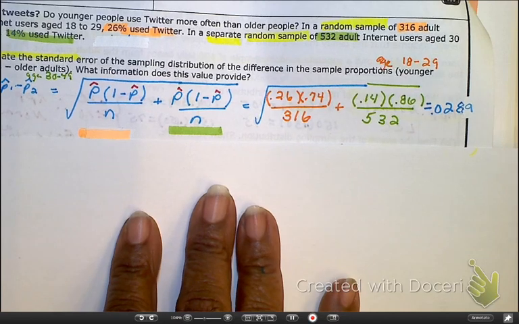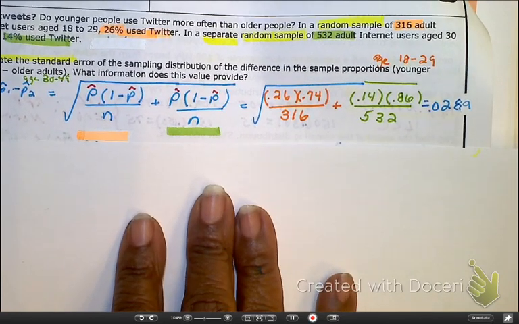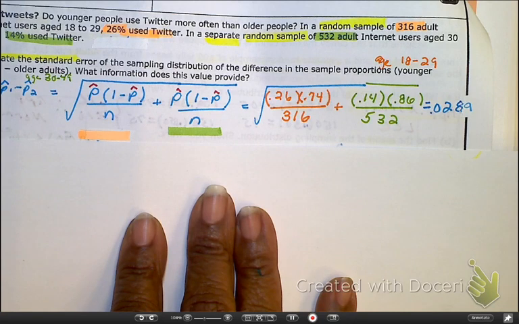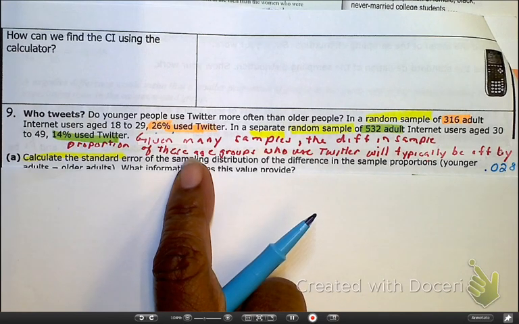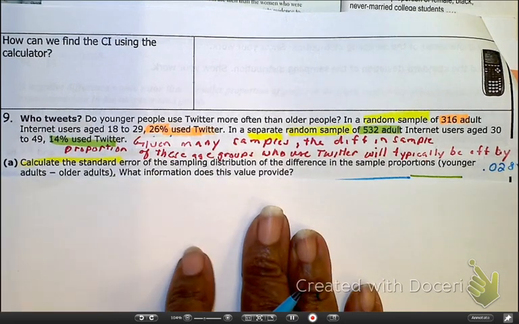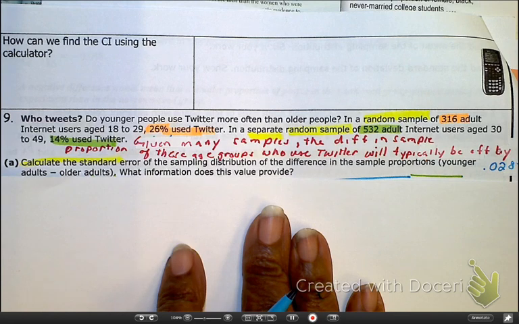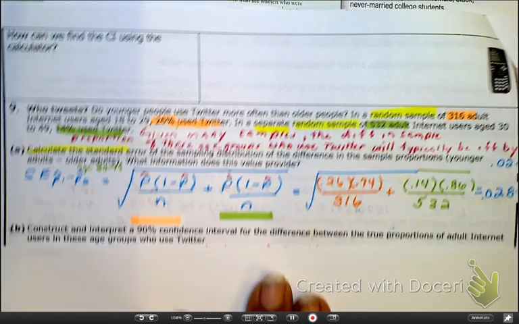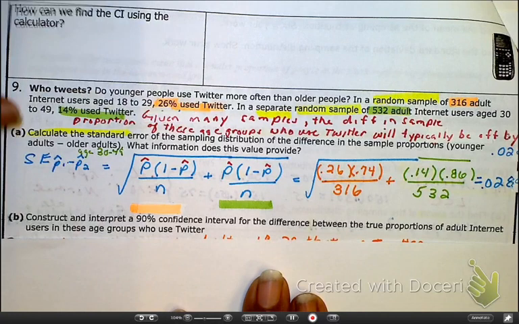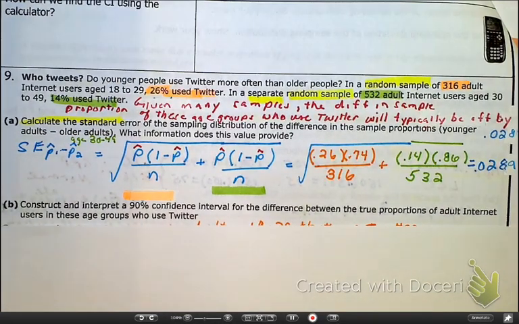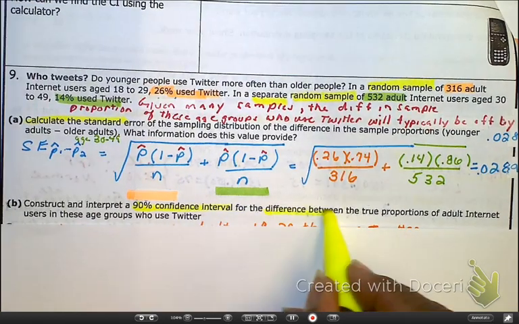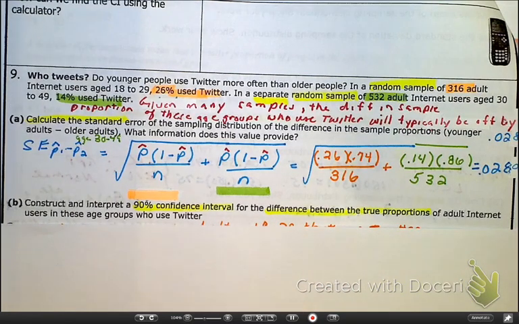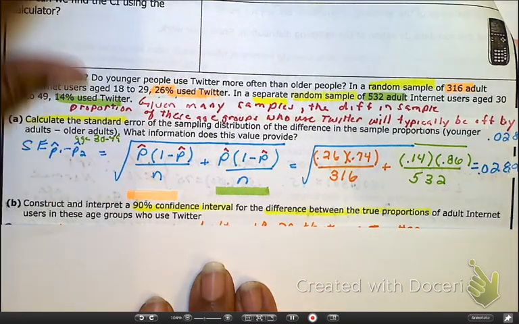Okay, next. Okay, I decided to write in the interpretation of the standard error after all, because we need to work on it. Okay, now let's look at what the next thing is. We have to construct and interpret a 90% confidence interval for the difference between the true proportions of adults of these age groups that use Twitter.